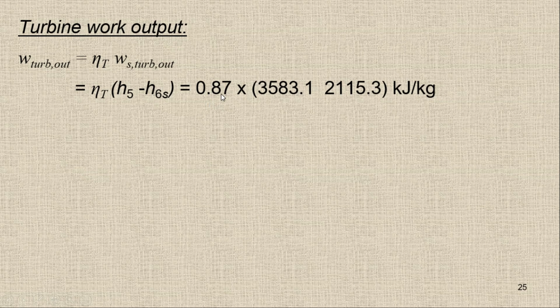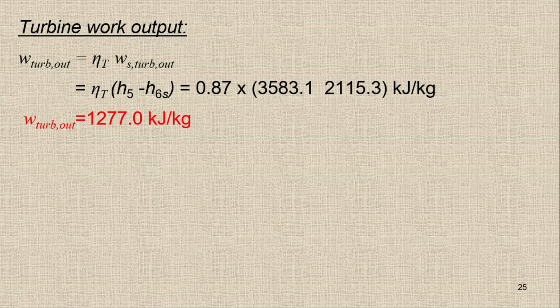So here we have 0.87 times H5 from the steam table, and then minus H6S. I have not shown some steps here. You can do it because this is the same part as we did in question number 1. First we find S5, then S5 is equal to S6, then we find X6, and with the help of the formula H is equal to HF plus X HFG, we find H6. When you do this, you will get the answer of 1277 kilojoule per kilogram.